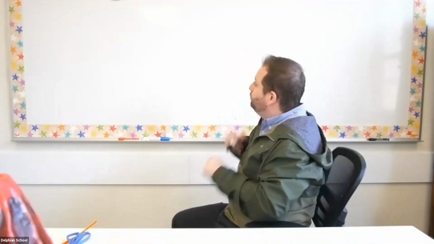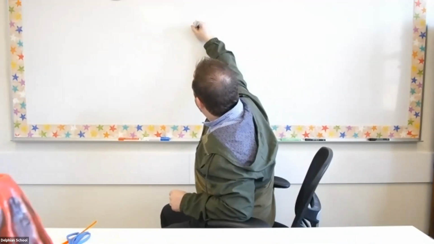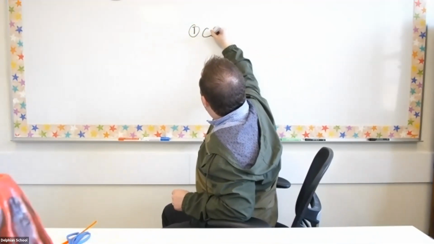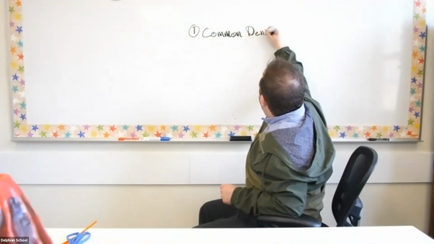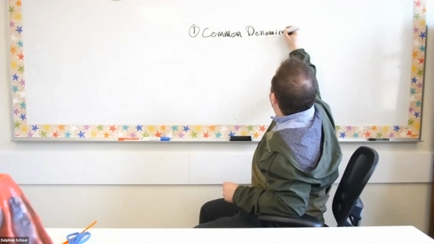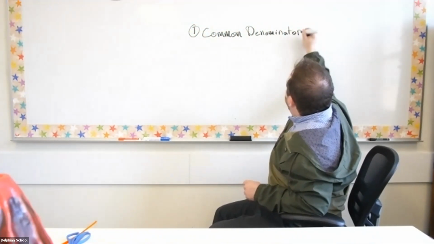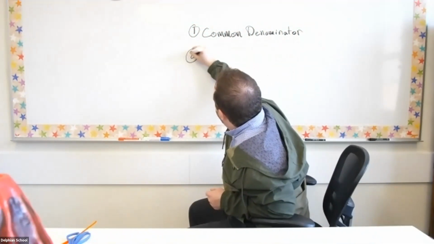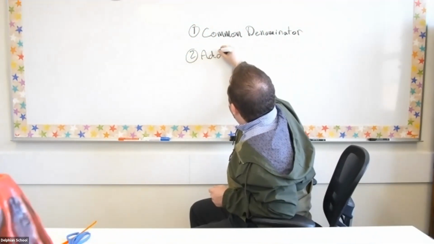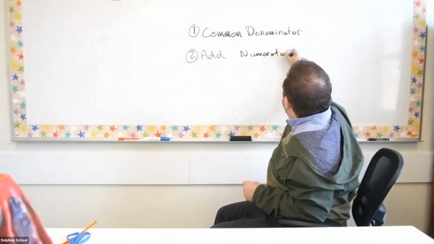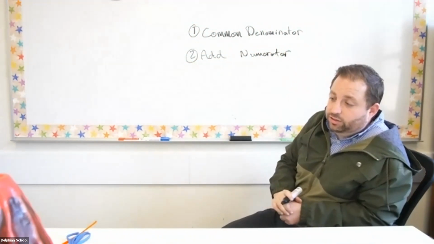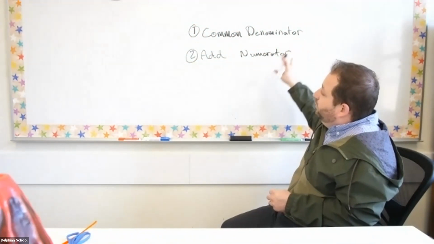All right, so now we're going to move on to the next part. Just the last little bit of review. It's how to add a fraction. So step 1, common denominator. Step 2, add numerator. Okay, and that's actually all there is to it. You just create a common denominator and then you add the numerators.